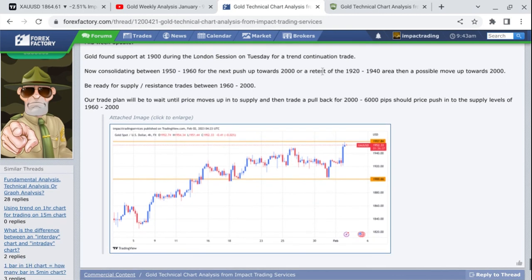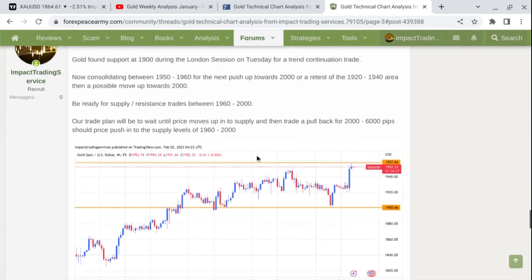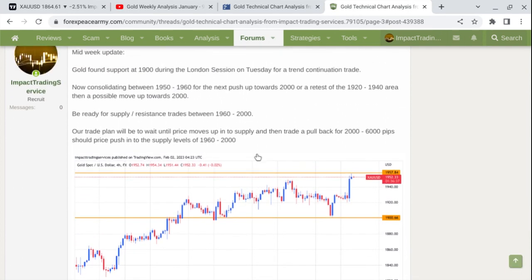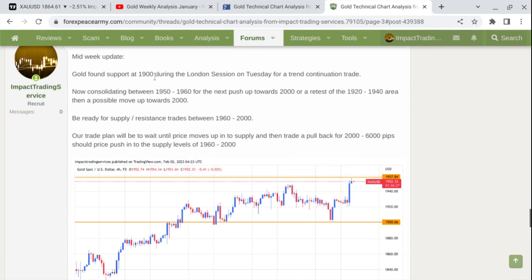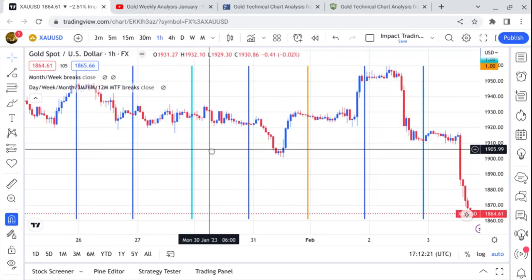So Tuesday was the midweek update, and just so you understand how powerful supply and demand support resistance is, gold was going to find support at 1900 because that's what the institutions, all the traders around the world, started placing orders at 1900. That's the only reason why gold found support at 1900, because of orders in the market. So the demand orders for 1900 for gold were found at 1900, and that was already on the charts. Now let's go over to the charts so that we can see how this week played out.